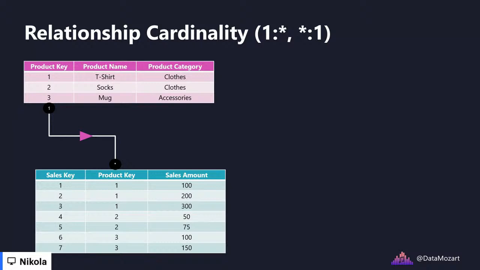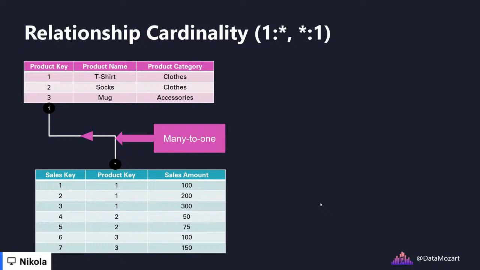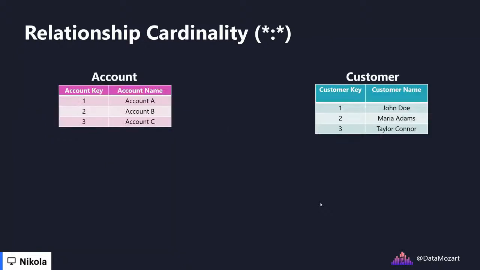However, because the product key in the product table contains only unique values, if we define a relationship that goes from this column, so the filter propagates from the dimension table to the fact table, we are talking about a one-to-many relationship. If we change the direction of the filter, then it will be many-to-one. But from the cardinality perspective, it's the same.